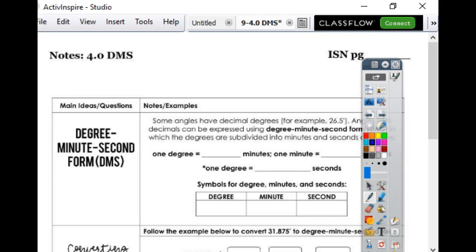Today we're talking about degrees, minutes, seconds. The way this works is for latitude and longitude. We're going to do some problems eventually, so we're going to learn this real quick.